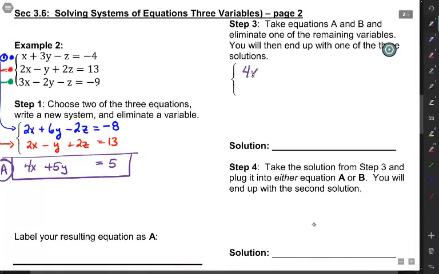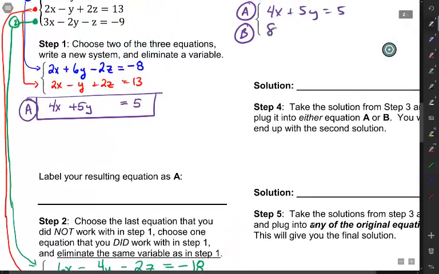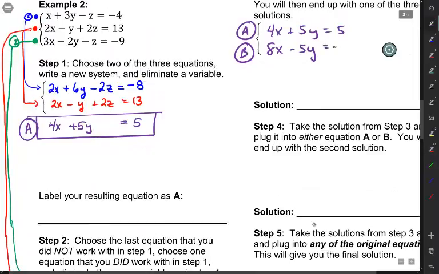So we've got 4x plus 5y equals 5. That's equation A. We've got 8x minus 5y equals negative 5. That's equation B. All right, the three of you, take it from here. Go.